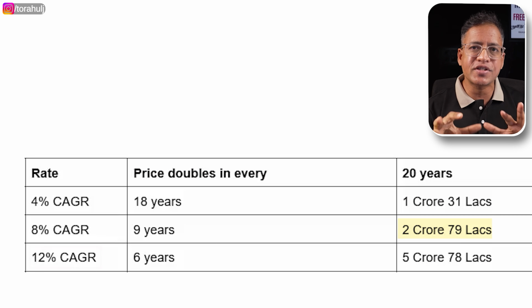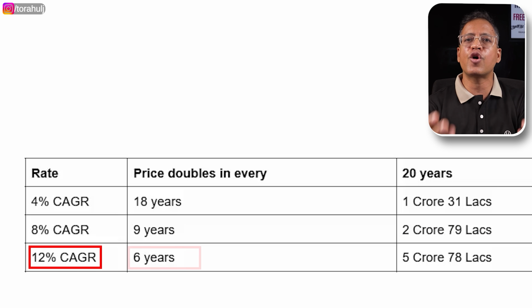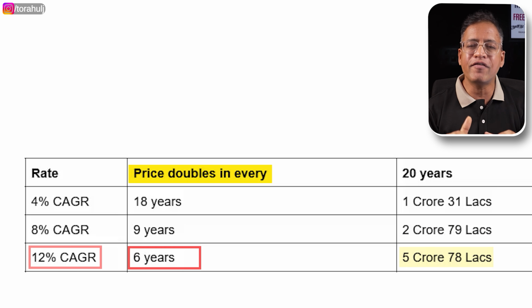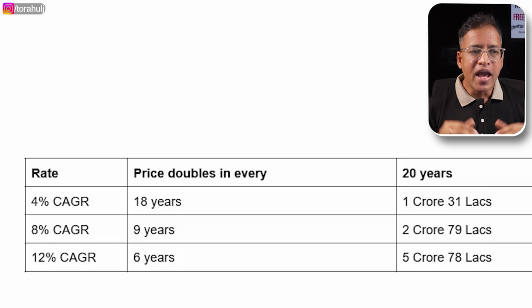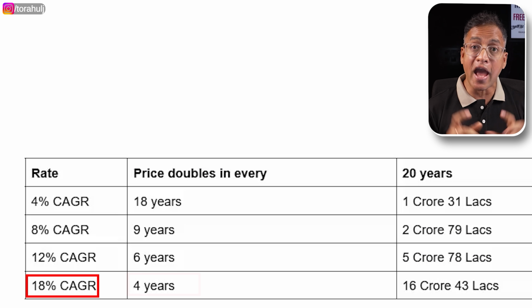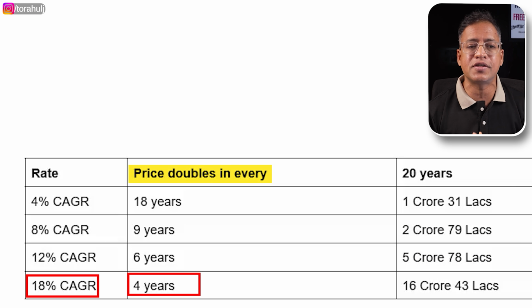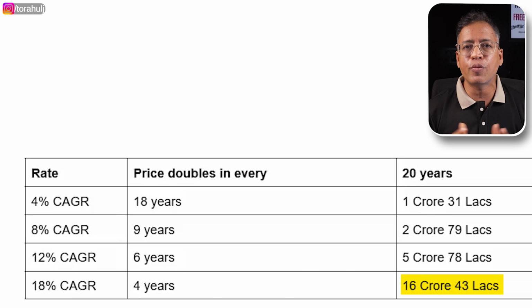Third scenario, 12% CAGR basis. Every 6 years, your land price is double almost. 5 crore 78 lakhs will be the worth of your plot after 20 years. And 18% CAGR basis, which is every 4 years, your plot price is double. You will actually have your plot going up to 16 crore 43 lakhs. Not bad money at all. It could be anything. That is my point here.